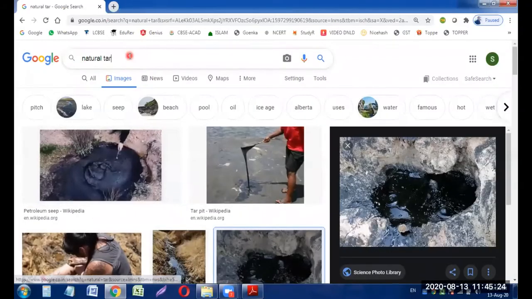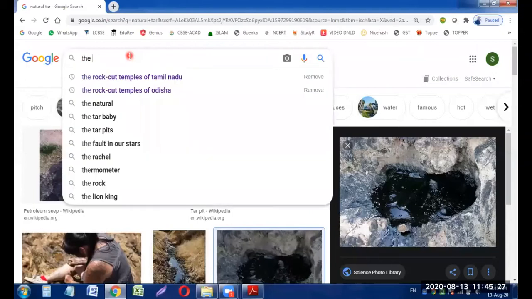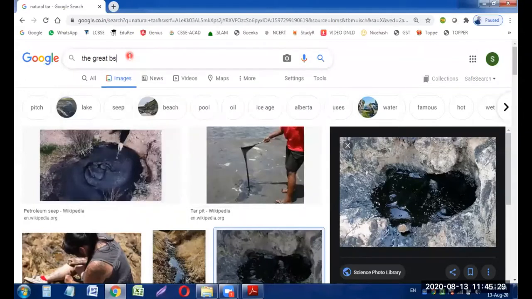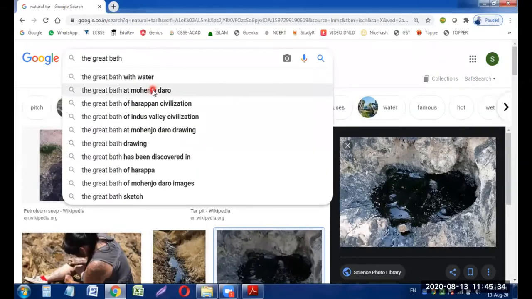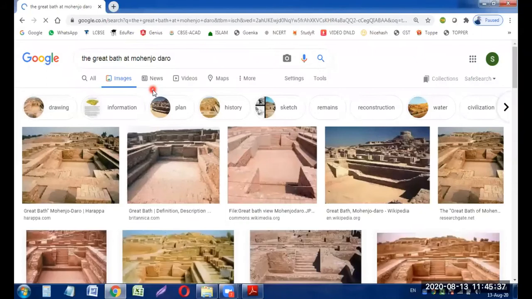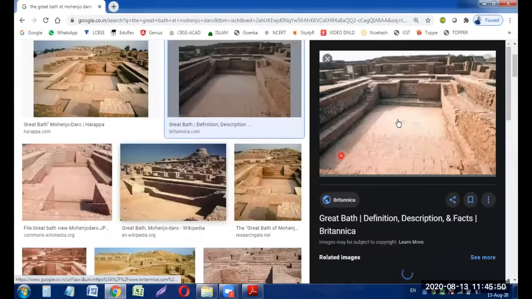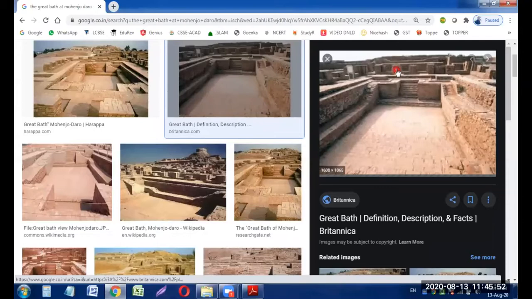Let us see the Great Bath at Mohenjo-daro on Google. Now you can see the Great Bath that they constructed, and they also constructed a series of rooms around the bath to use as changing rooms. Let me show you in this image. You can see this point that I am pointing towards. These are the places where they constructed rooms for changing clothes.